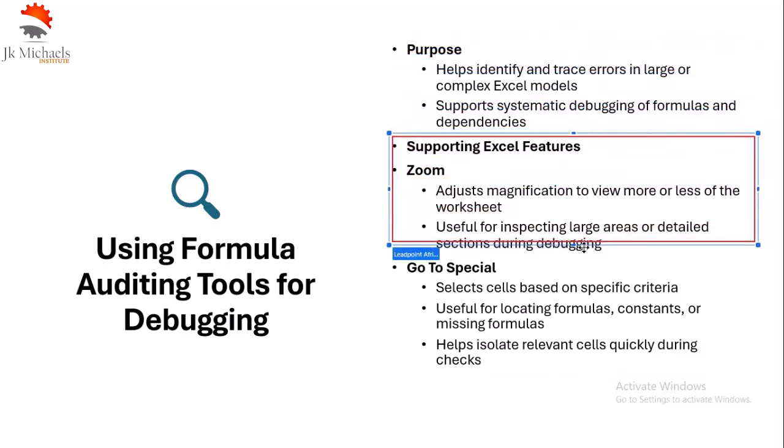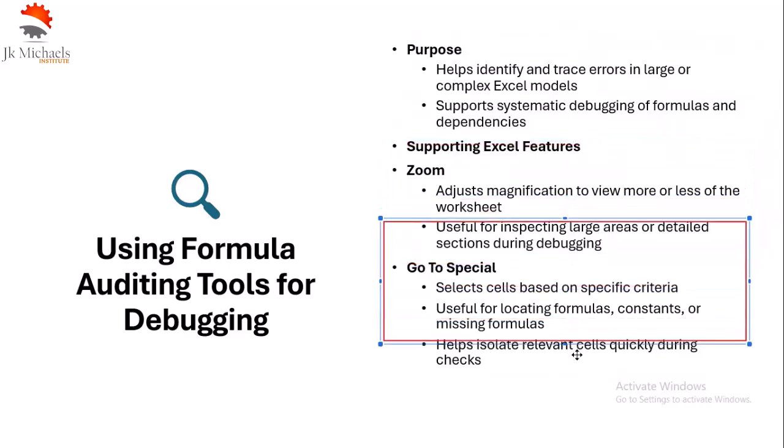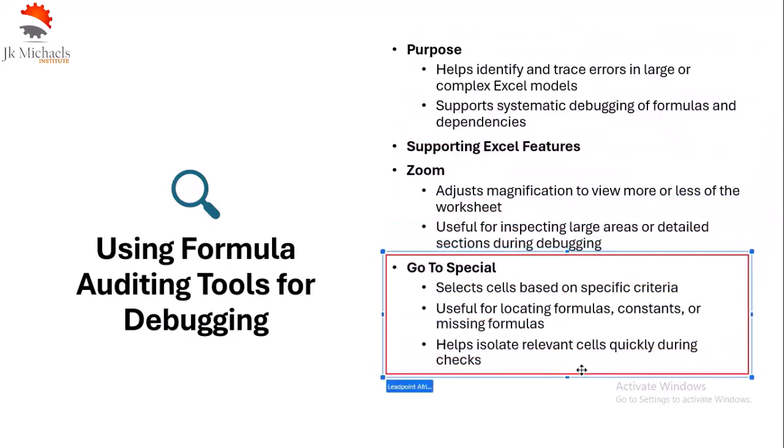Right, we have things like what? Zoom. It adjusts the magnification so that we can zoom in or out on the worksheet. Use it to inspect large areas or detailed sections while you are debugging. And then we have Go To Special, to select cells based on specific criteria. You want to locate or identify areas where there are formulas, constants, or missing formulas. You want to isolate the relevant cells so that you can take the right action.